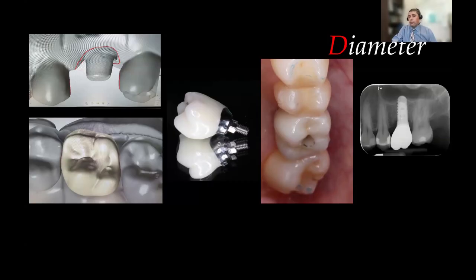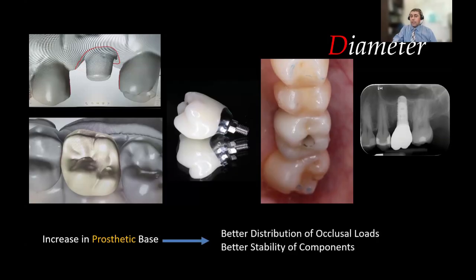And if you have no other option, then maybe you need to maximize the number of implants and consider splinting, which is something that we'll discuss a little bit later. But increasing the prosthetic base, that's going to result in better distribution of the occlusal load and better stability of the implant components, resulting in less complication.